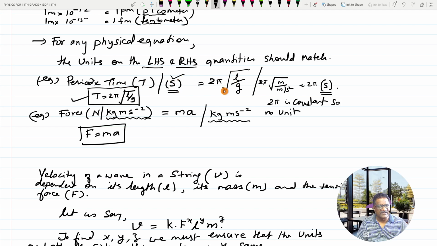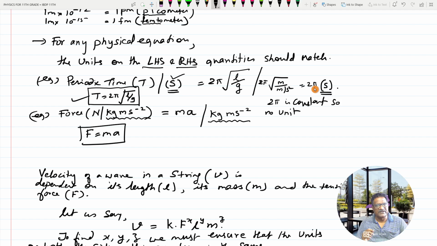Let us check whether here the unit is second or not. 2 pi is a constant, so constant value will not have any unit. Square root of length is measured in meter, so I'll write meter, upon g. g is acceleration, it is measured in meter per second square. So square root of meter upon meter per second square, if you work out this, meter will cut out and you will get square root of second square, and square root of second square is nothing but second.